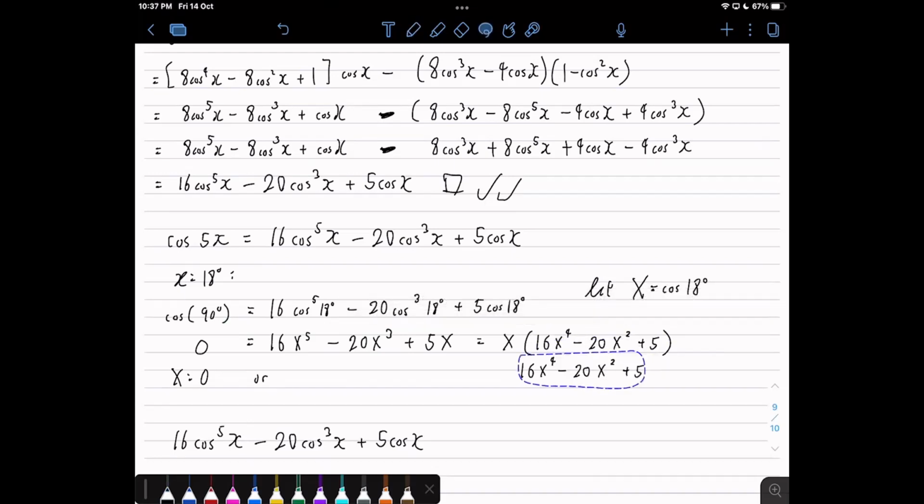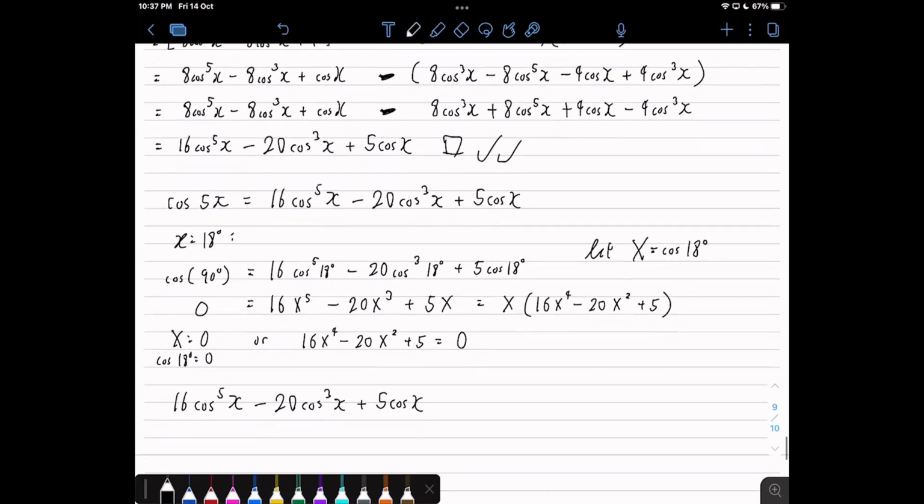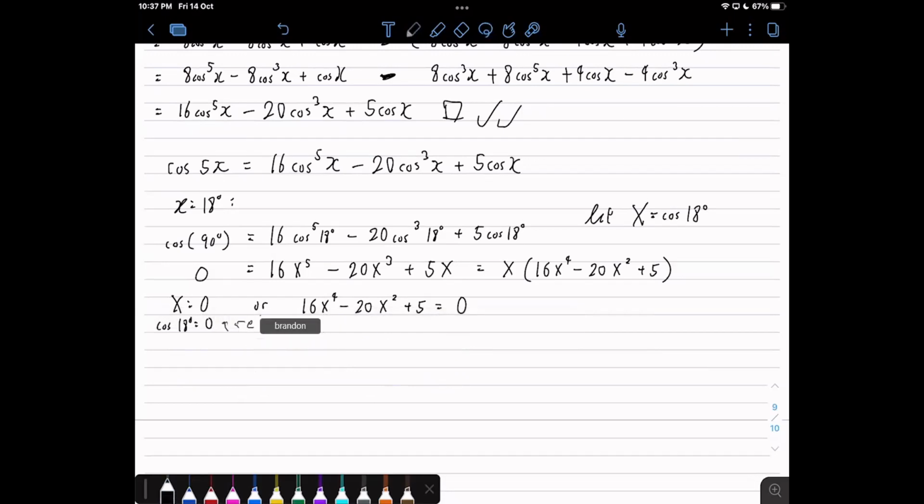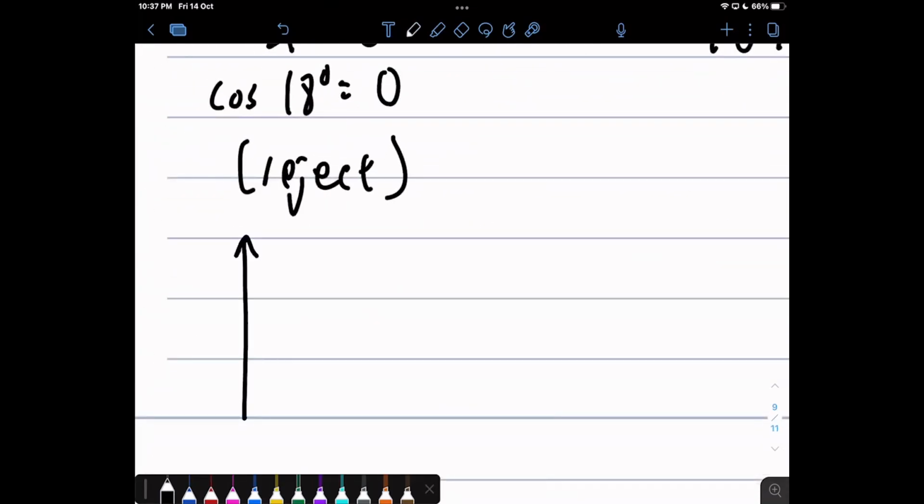But clearly, in the solution x equals 0, cosine 18 degrees is not 0, right? Because we know how the cosine graph looks. So we reject straight away. It should be positive. What are we expecting? Let's draw the graph first and write down our expectations.